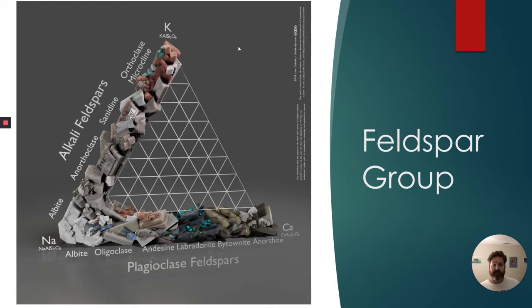The feldspar group is also tectosilicates. You've seen this image before. Right here we have the alkali feldspars, or K-spars, and then here we have the plagioclase solid solution series, going from the sodic-rich sodium albite all the way to the calcic-rich, calcium-rich anorthite.